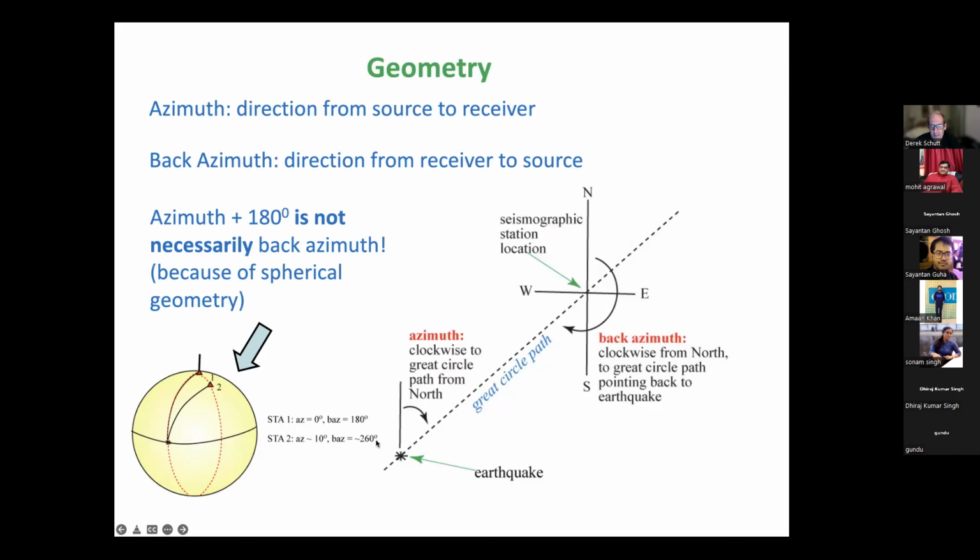And you can get programs that will calculate the back azimuth if you give them a latitude and longitude of the receiver and the source.